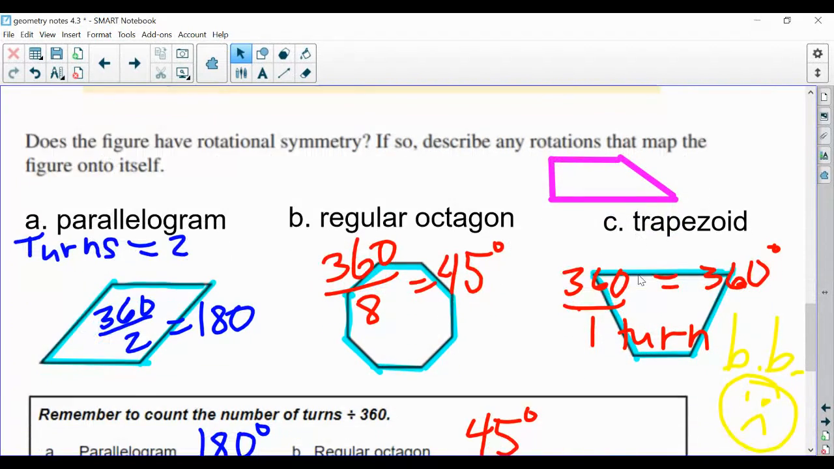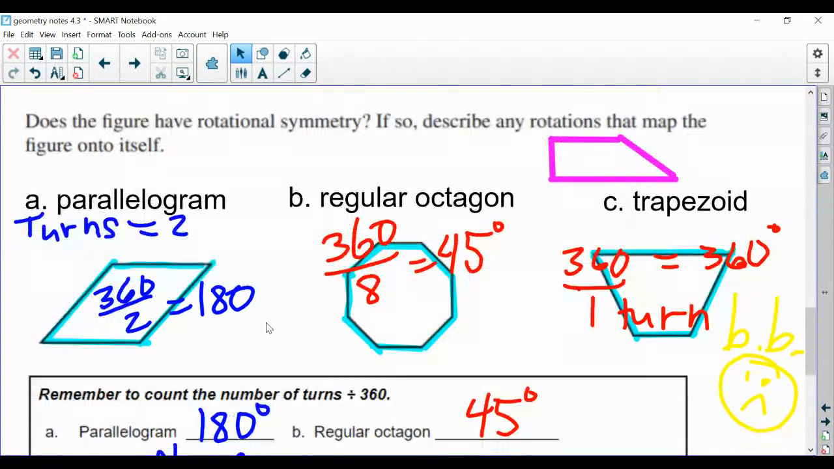Identifying rotational symmetry. Again, we did this in class. So for the parallelogram, I was able to turn it twice. So I'm turning. Once I got upside down, that counts as 1. And then I'm still turning. So now I'm back at my regular position. That was 2 turns. 360 divided by 2 is 180. The parallelogram has 180 degrees of rotational symmetry.